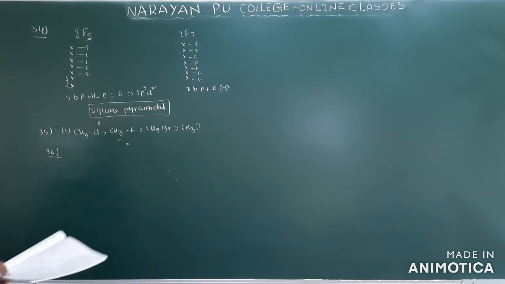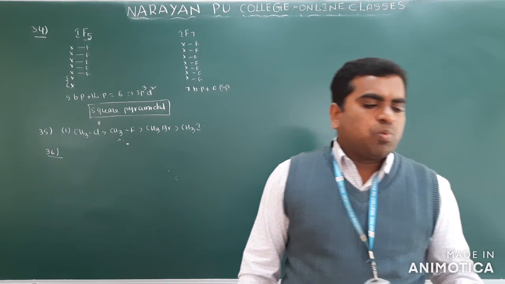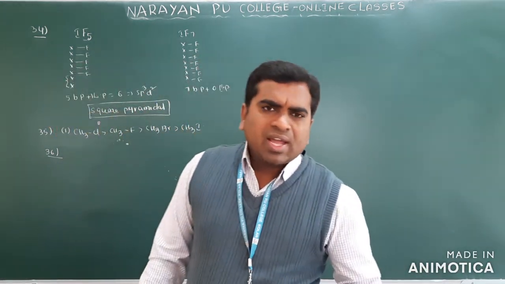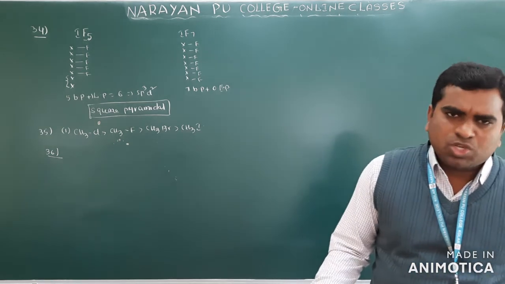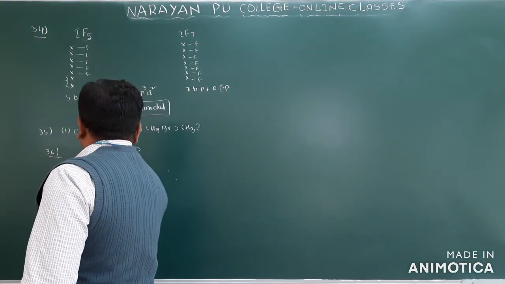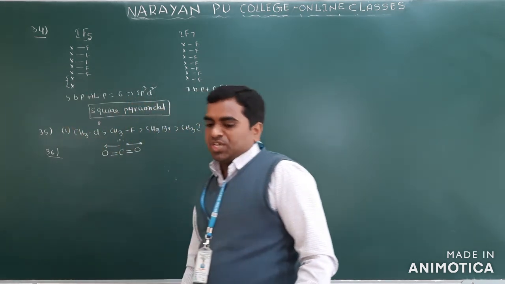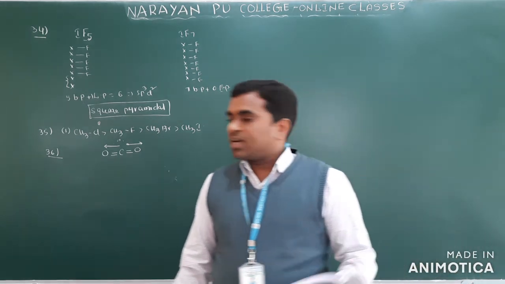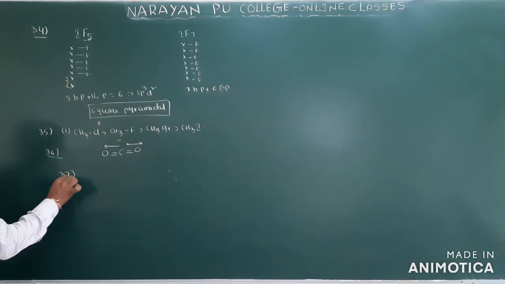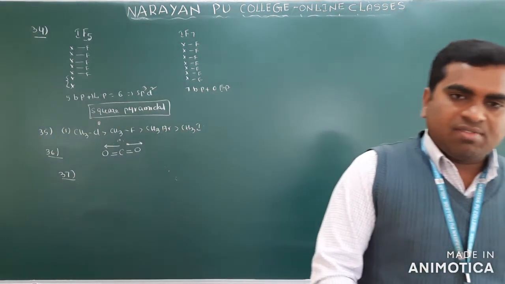Coming to 36. Which of the following will have the least dipole moment? Carbon dioxide has a dipole moment of 0. That will be the least. C double bond O is a linear molecule, so the dipole moment is 0. So option 2 is the correct one. And coming to 37, we have discussed the same question in the classroom, but again I will discuss.